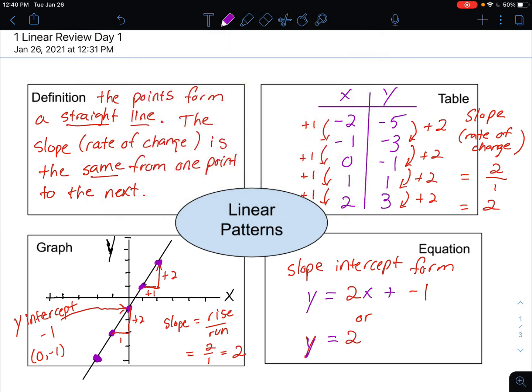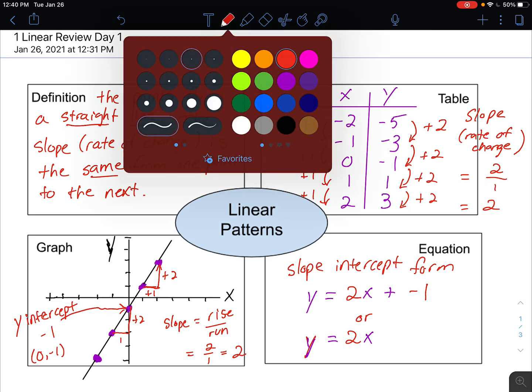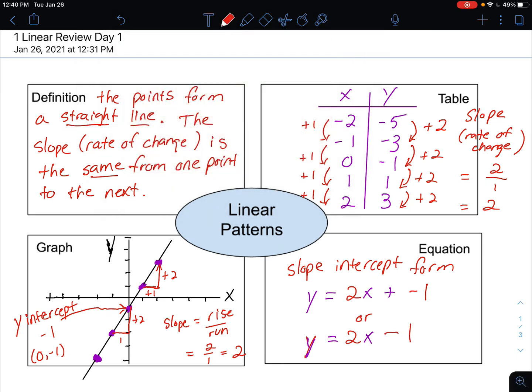2x minus 1. Instead of writing plus -1, we can just clean that up a little bit and write -1, where again, this is our slope, and then this, including the negative sign, is our y-intercept. Now that's the slope-intercept form of a linear equation, and we can write a couple different types of forms, standard form and also the point slope form, which we'll talk about on the next page.